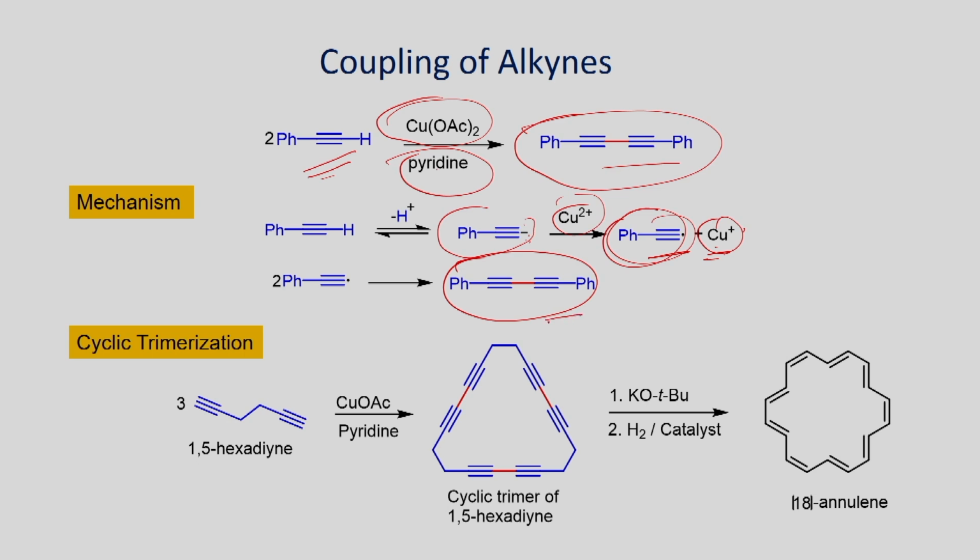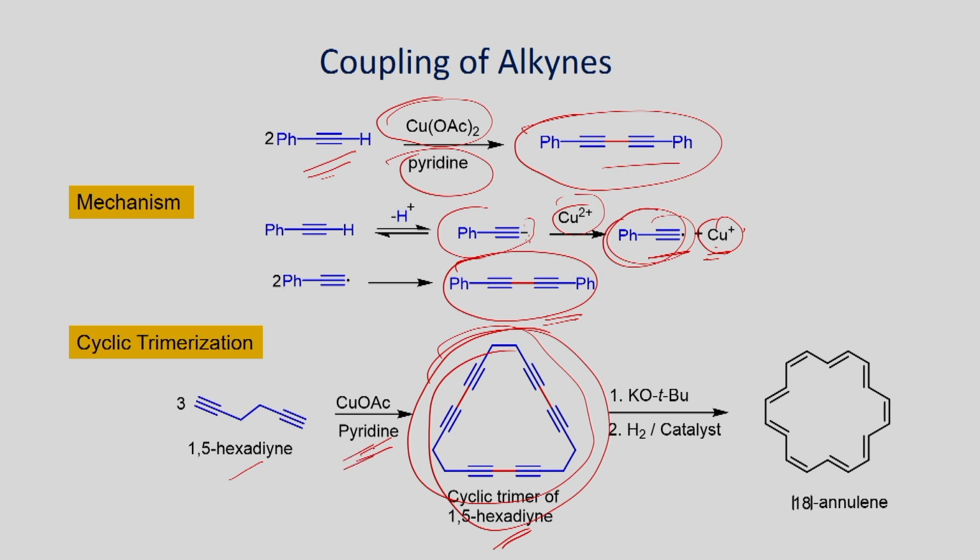This reaction has wide application. For example, if you want to make this hexadiene, and it is very difficult to make by other methods, you can use this 1,5-hexadiene, and try to react it with copper acetate in the presence of pyridine. You can make this cyclic trimer.